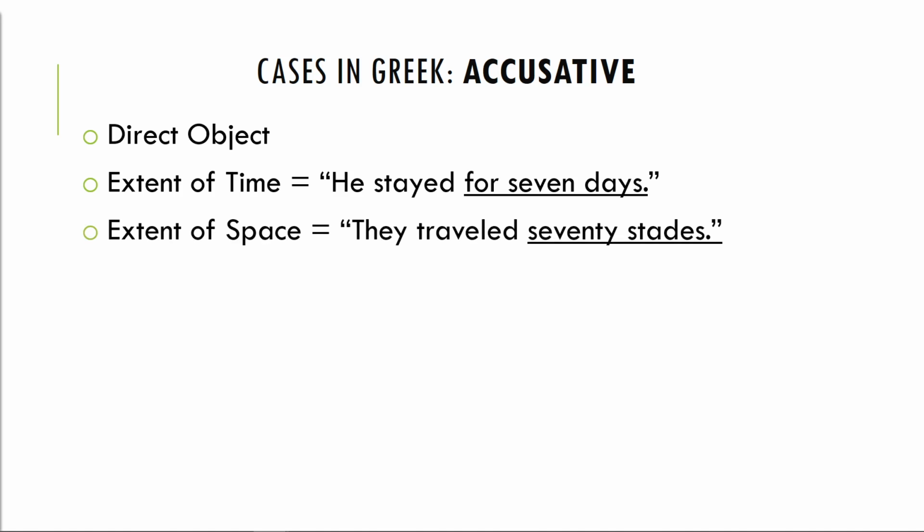Likewise, space is the same thing. If you want to give the distance someone has traveled, they traveled 70 stades. That would be in the accusative, not as a direct object, but as the extent of space. Both of those would be labeled as adverbs in a sentence tree because they're not a necessary argument. The direct object is a necessary argument.